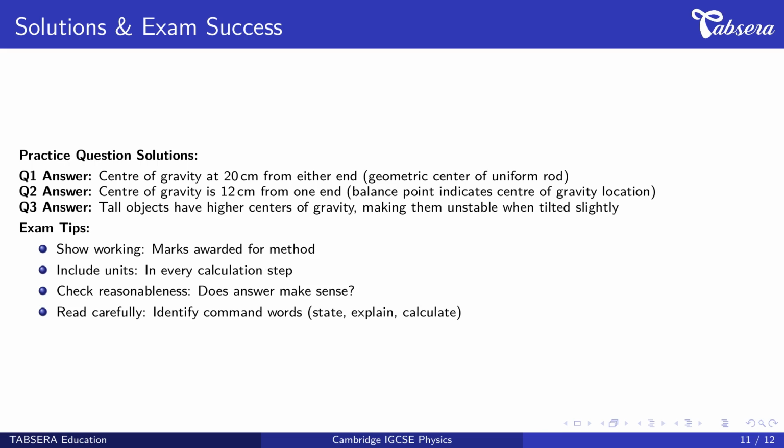For question 3, tall objects are more likely to topple because they have higher centres of gravity. When tilted, the centre of gravity moves outside the base of support more easily, causing instability.